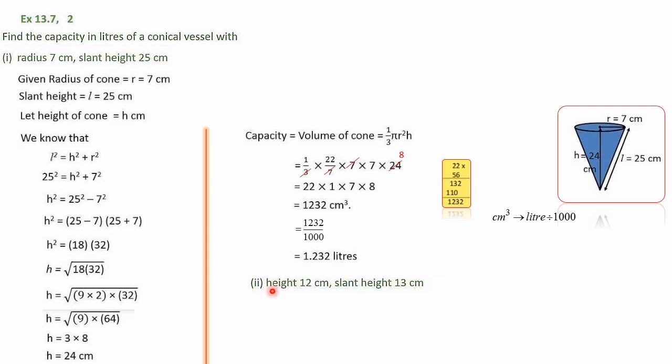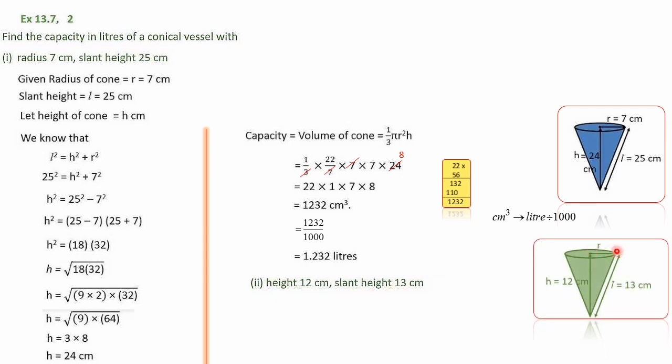Then the second part is there. Height 12 centimeter, slant height is 13 centimeter. Here h and l are given, r is missing. That we have to calculate. So this is the diagram. r is missing, h is 12 centimeter and slant height is 13 centimeter. So this portion you will do as homework.